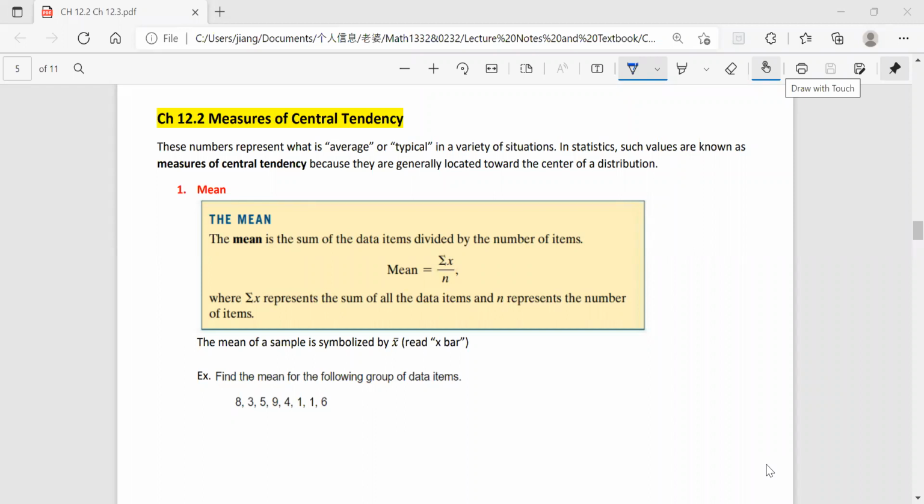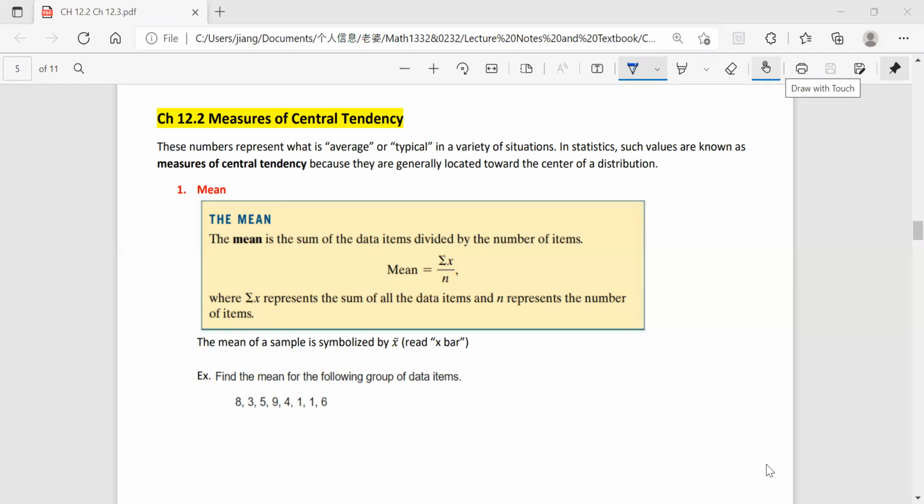In this video, let's learn chapter 12.2, Measures of Central Tendency. When we mention the average or typical of a data set, these kinds of values are known as the measures of central tendency because they are generally located toward the center of the distribution.